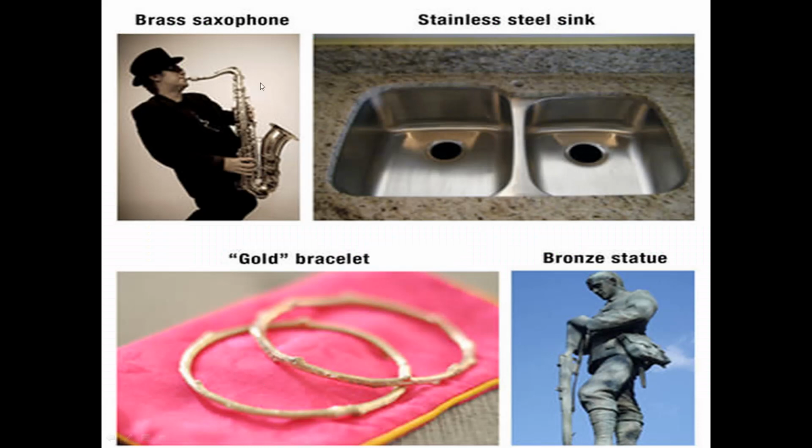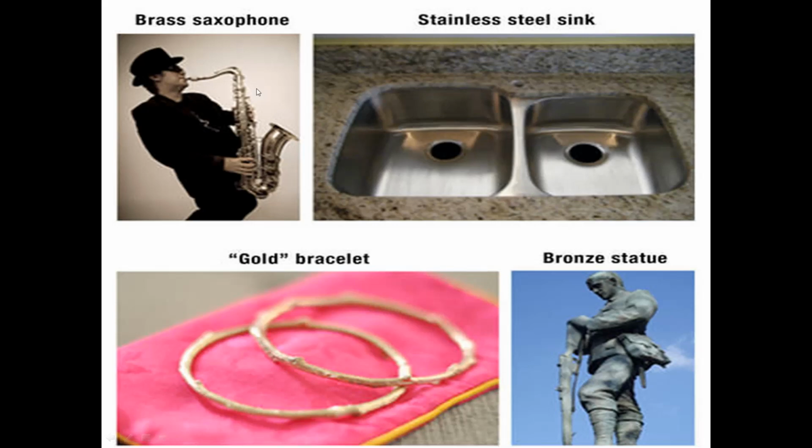There are different items here made of alloys. This is made of the alloy brass. It's a saxophone made of brass, and this is an alloy, stainless steel, a combination of iron, chromium, and nickel. And this is a gold bracelet. As we discussed, gold is mixed with silver or copper or another metal to make it more flexible, so a gold bracelet is also an alloy. And this statue is made of bronze. Copper and tin are the two metals used to form the alloy bronze.